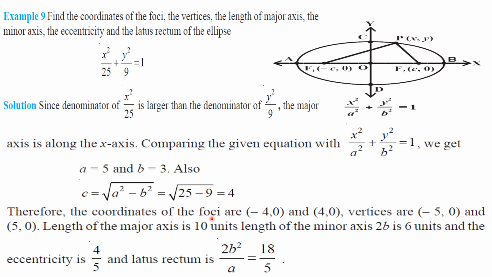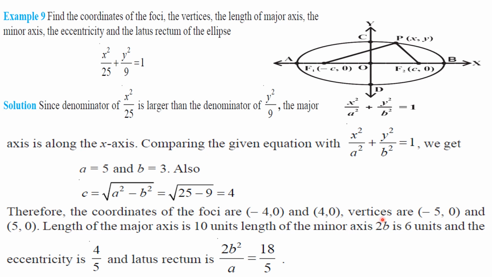Therefore, the coordinates of the foci are, what are the coordinates of the foci? c comma 0 and minus c comma 0. Yes or no, my children? So to find the coordinates of the foci, we have found the value of c. Understood this point, my children? So minus 4 comma 0 and 4 comma 0. We got the coordinates of the foci of the ellipse. Understood this point, my children?